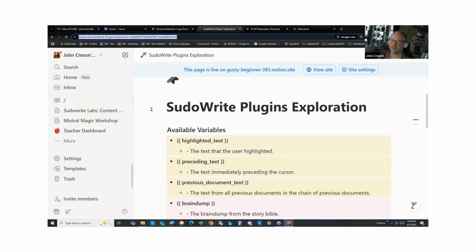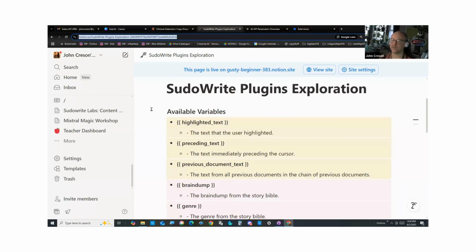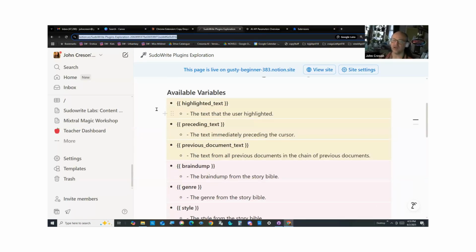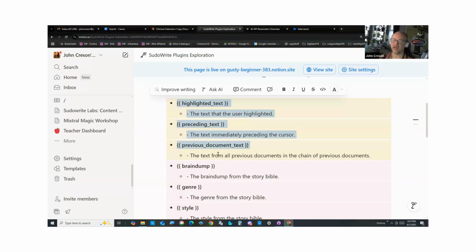Because of that wall of text, we're just going to talk about it now. Does this make sense to everybody? The highlighted text, the preceding text, and the previous document text. This is the new one. This is the special one.